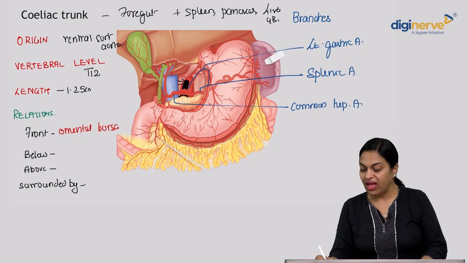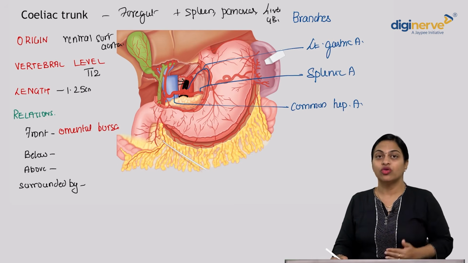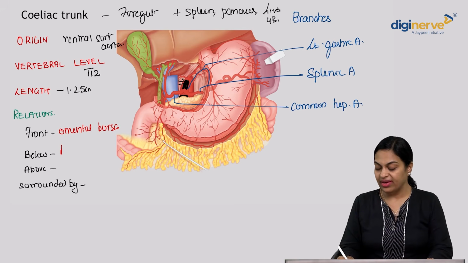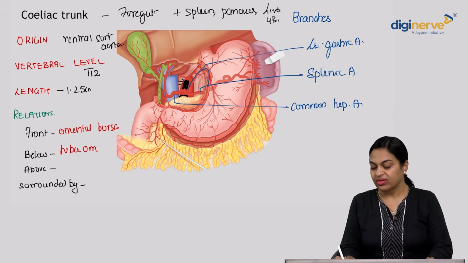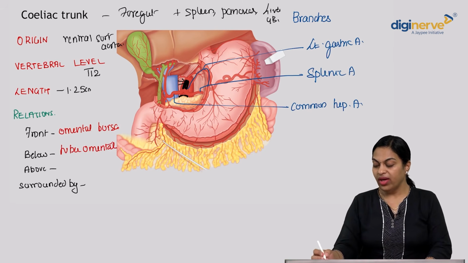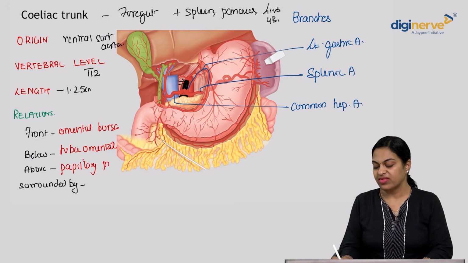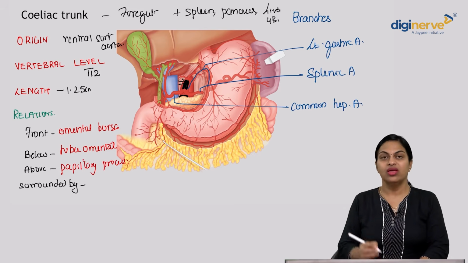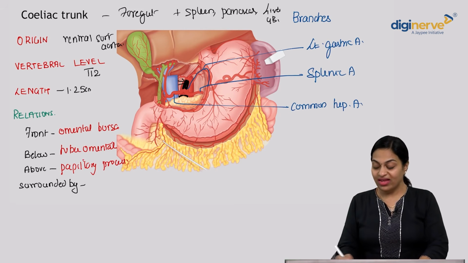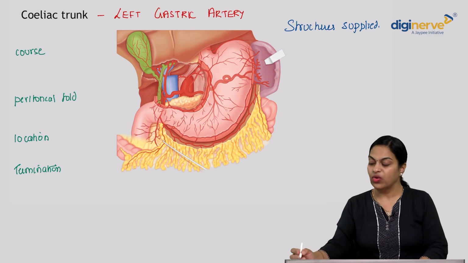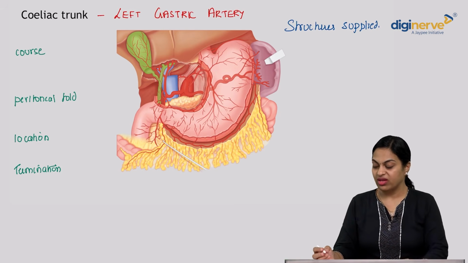This part of the pancreas which lies below the origin of the celiac trunk is called the tuber omentale. Above, it is going to be related to that part of the liver that gives a projection, the papillary process of the caudate lobe. It is going to be surrounded by the celiac plexus of nerves. Fine. Let us go into the details of each branch.